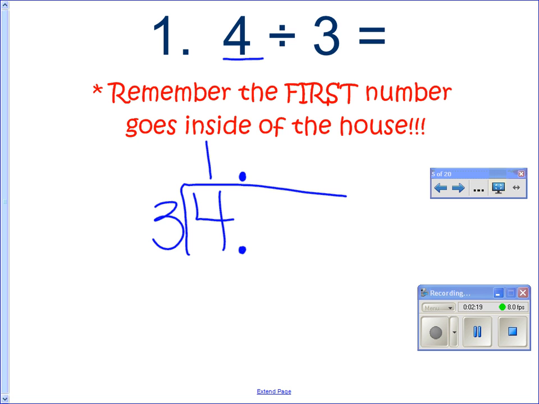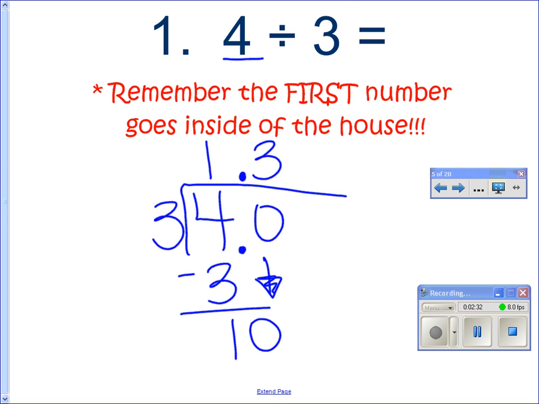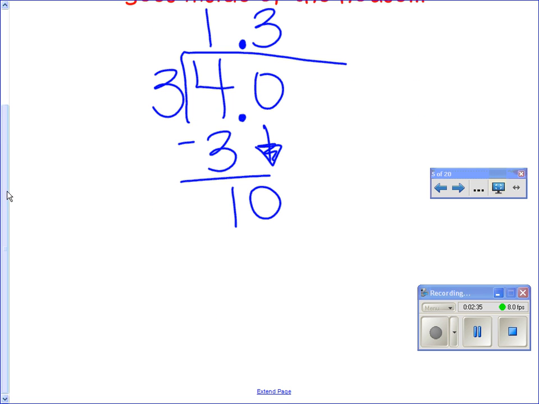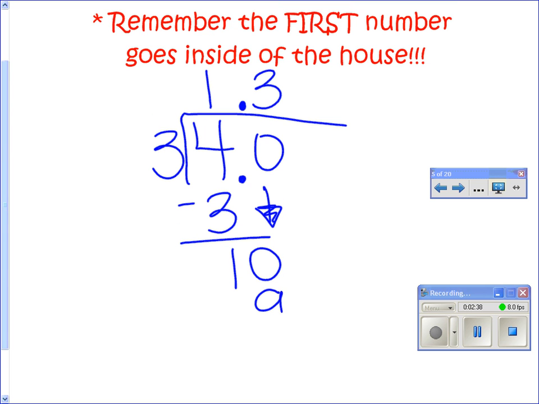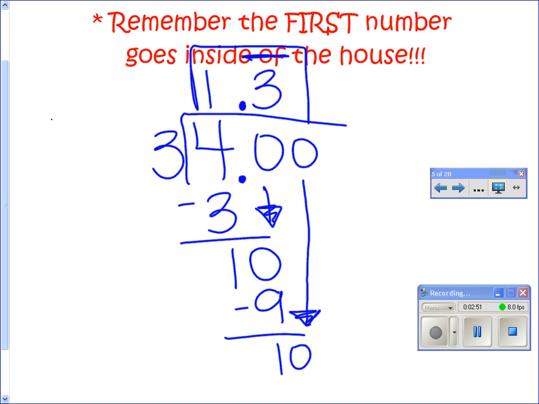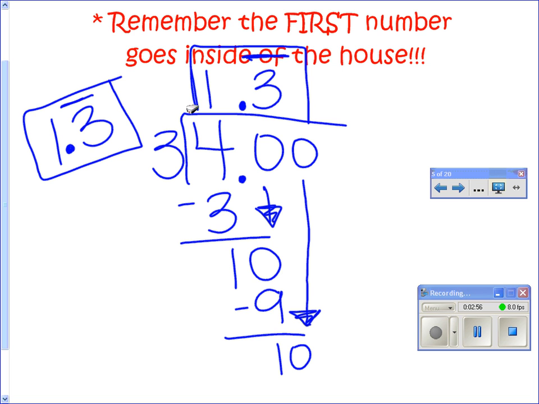3 goes into 4 one time. 3 times 1 is 3. 4 minus 3 is 1. 3 cannot go into 1, so we add a 0 and bring it down. 3 goes into 10 3 times. 3 times 3 is 9. Okay, so we have 9 here. 10 minus 9 is 1. Now you see that it's going to keep repeating. So for the answer, you can put the repeating bar over the 3. The answer is 1 3/10, repeating, with the repeating bar only over the 3.